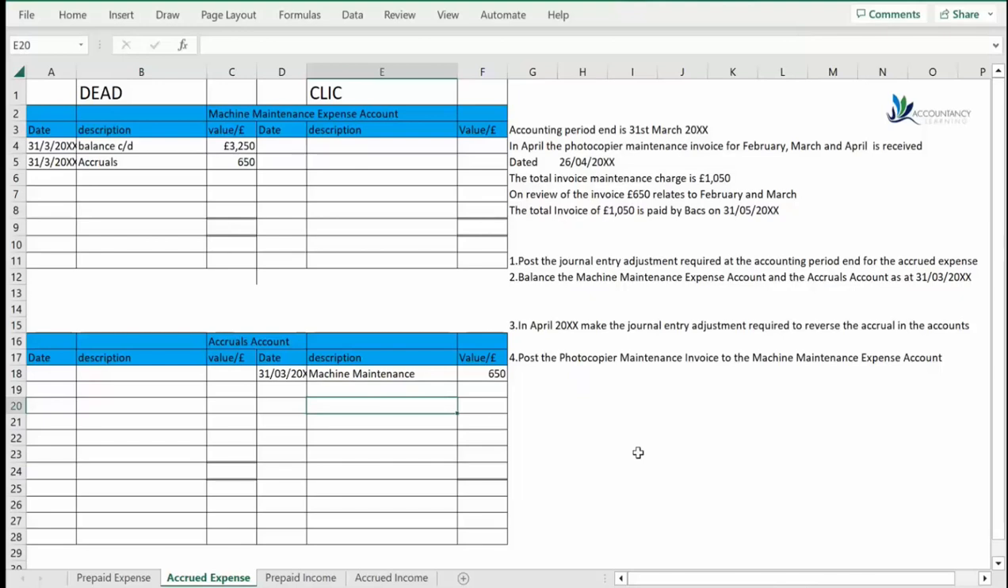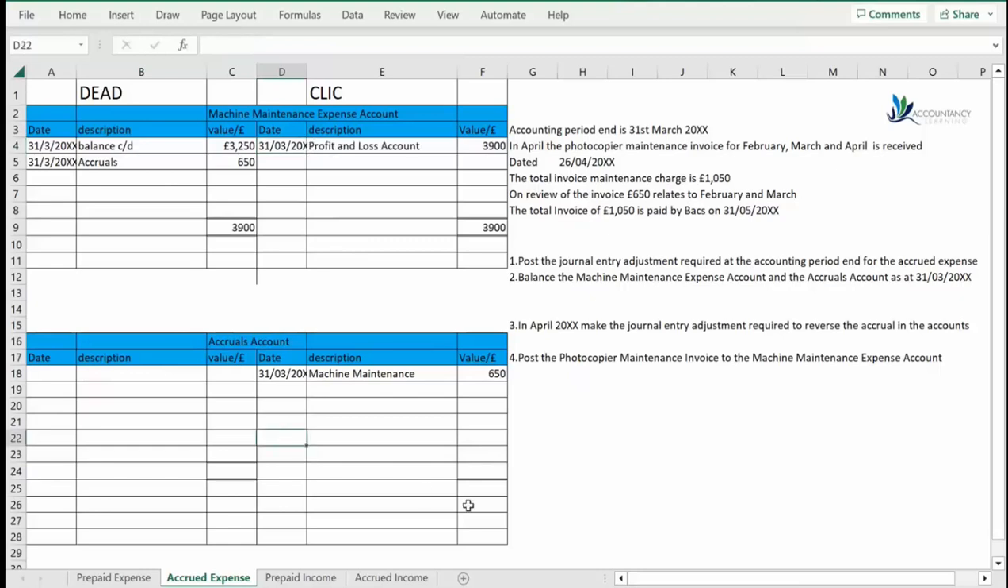It then asks us to balance the machine maintenance expense account and the accruals account as at the 31st of March. Our expense account will be charged to the profit and loss account, add up the larger side, take it across to the other side, subtract what is above, and that will give you your charge to the profit and loss account. Closing that expense account, crediting the expense account, and debiting the profit and loss account.